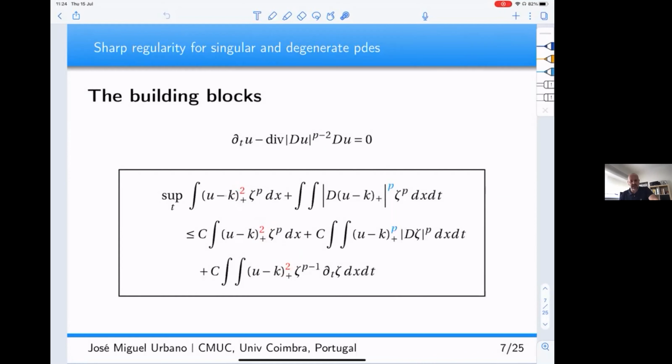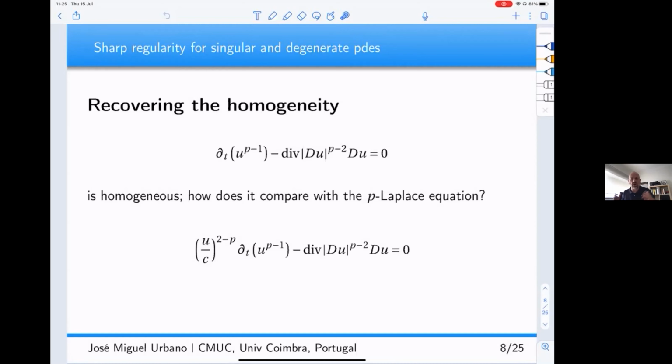So let's try to understand what we have to do to somehow recover the homogeneity in the equation. So suppose your equation would be like this one. So this is called Trudinger's equation. And you see that comparing it with the P-Laplace equation, the parabolic P-Laplace equation, what happens is that here you don't have the time derivative of u, you have the time derivative of this power of u to the p minus 1, right? And if you have this, then the Kachopoli estimates that you derive are in fact homogeneous. And you have power p throughout and everything works just fine.